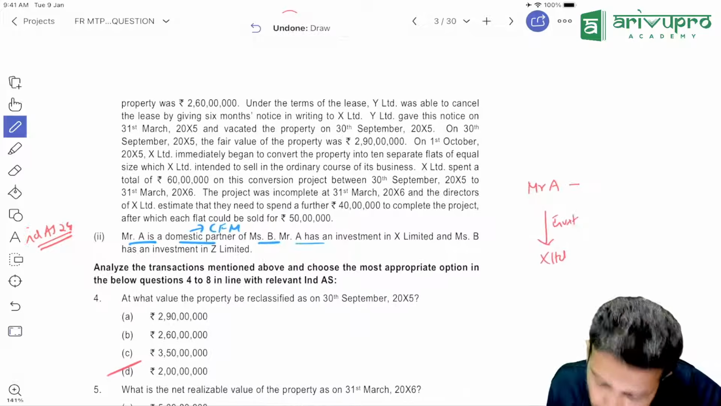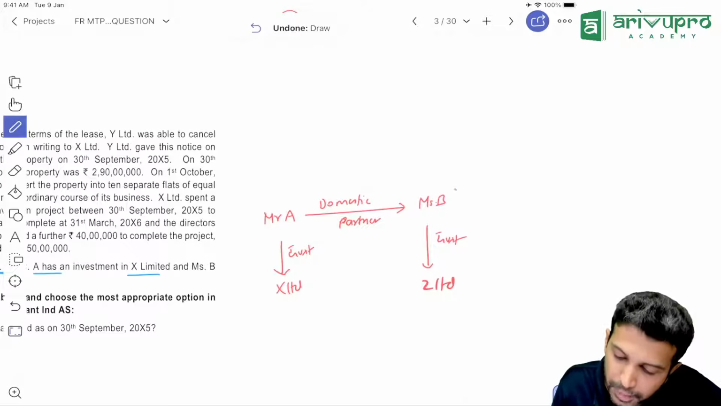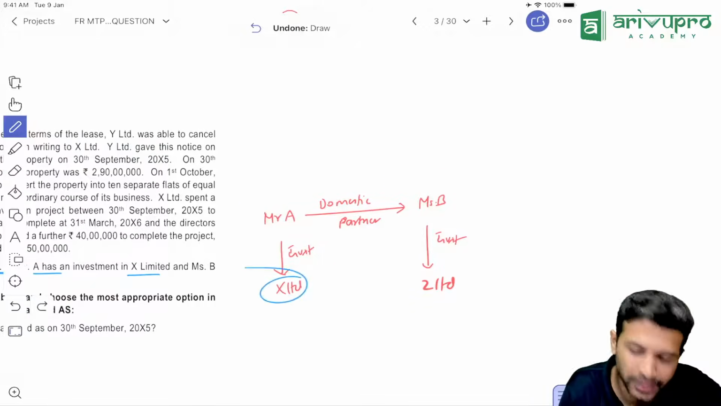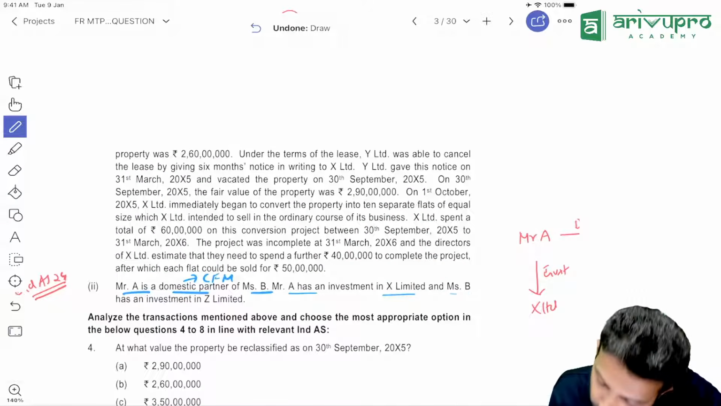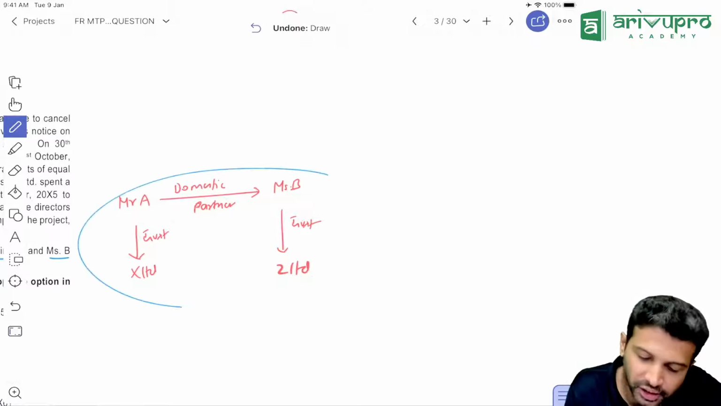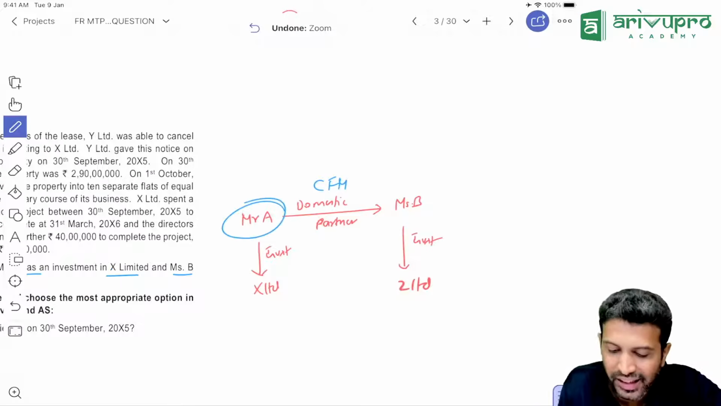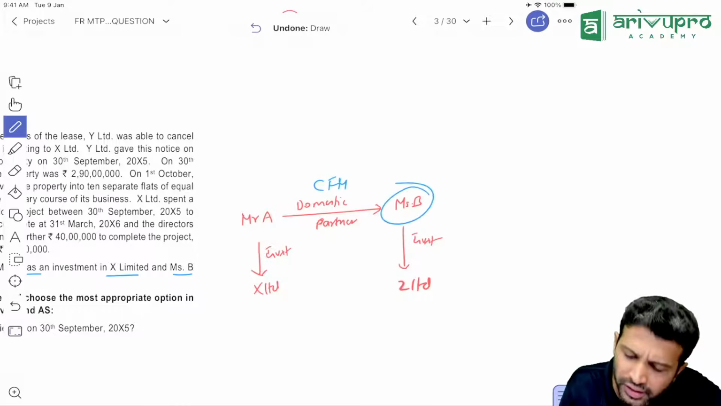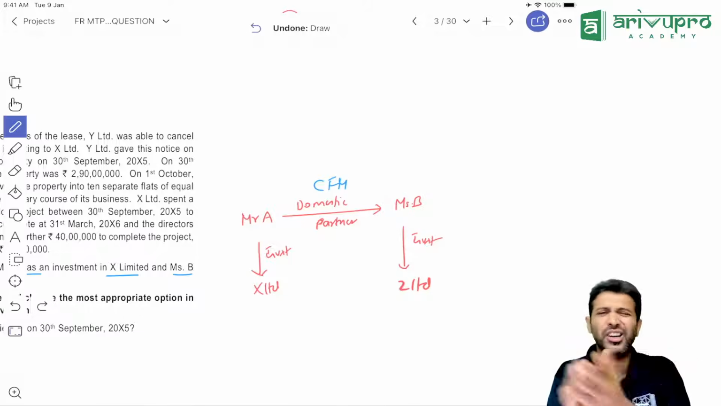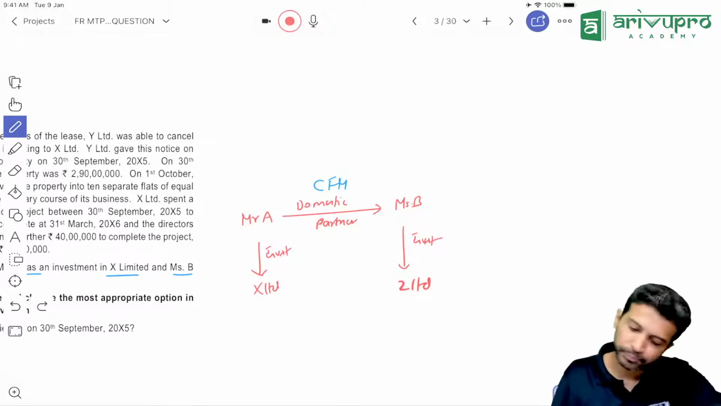Now what they've given? Mr. A has an investment in X Limited. Mr. A and Miss B are in a domestic or live-in relationship. Then they told Miss B also has an investment in Z Limited, another company. So this is what the chart looks like. These two are domestic partners, meaning these two are close family members. So whether A owns investment in X Limited or whether B owns investment in X Limited, Mr. A and Miss B are considered to be one and the same for Ind AS 24 related party disclosure purpose. Okay, this is the chart.